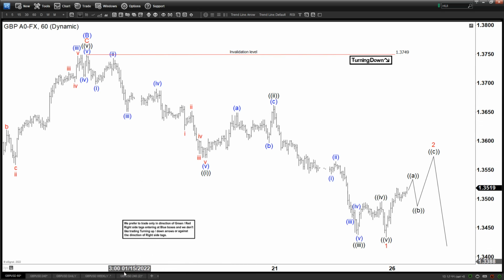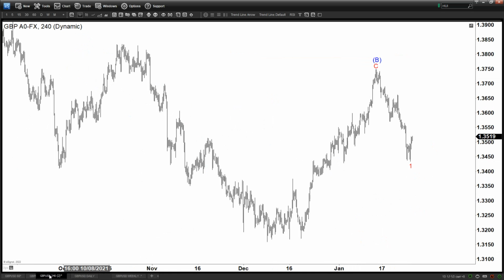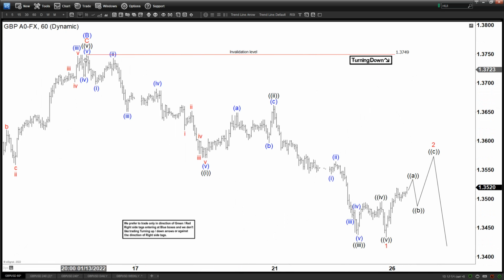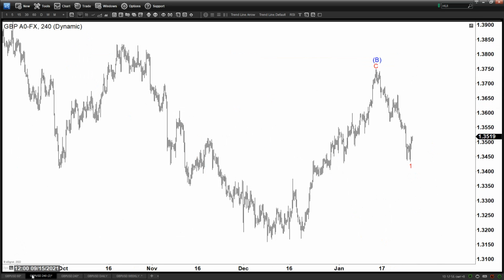Zooming out a little bit in the 4 hour. So let's put down the C and the B and the 1 here in the 4 hour chart. So this is your C and B here, right? This one and 1 here. So again, we are currently within wave C in blue, which ended 1 of C here, looking for a 2 of C, and then from there 3 of C, 4 of C, 5 of C, and so on.